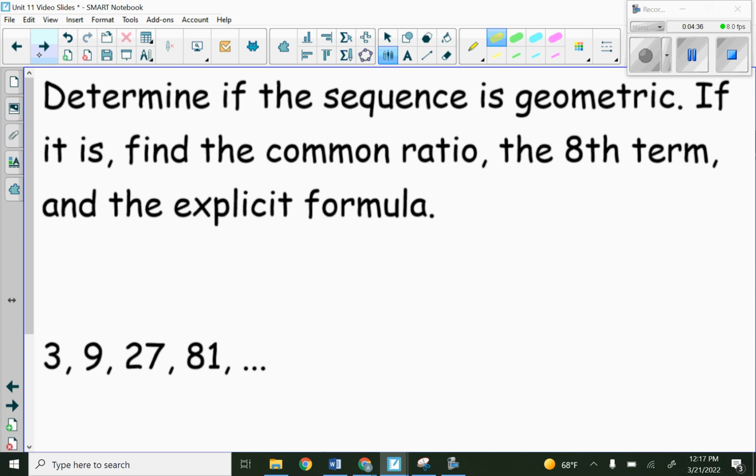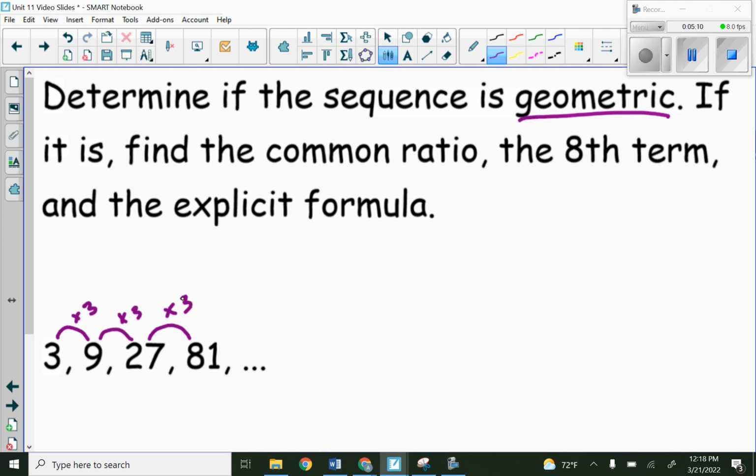Determine if the sequence is geometric. If it is, find the common ratio, the eighth term, and the explicit formula. So first, is the sequence geometric? Let's look. From 3 to 9, we get there by multiplying by 3. 9 to 27, multiply by 3. 27 to 81, multiply by 3.